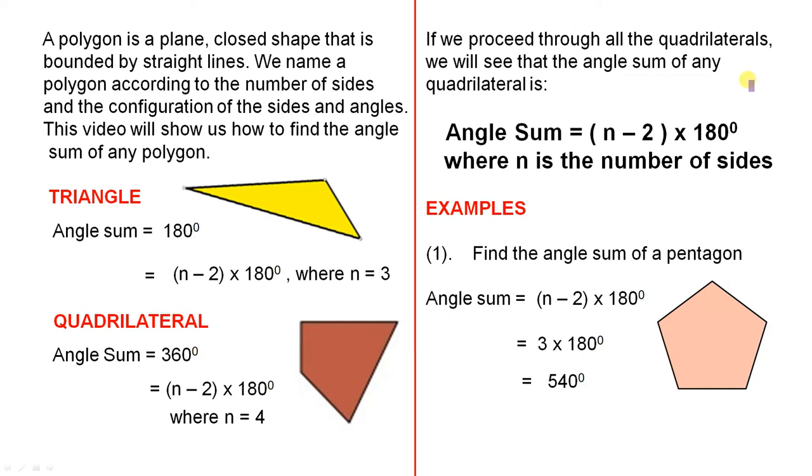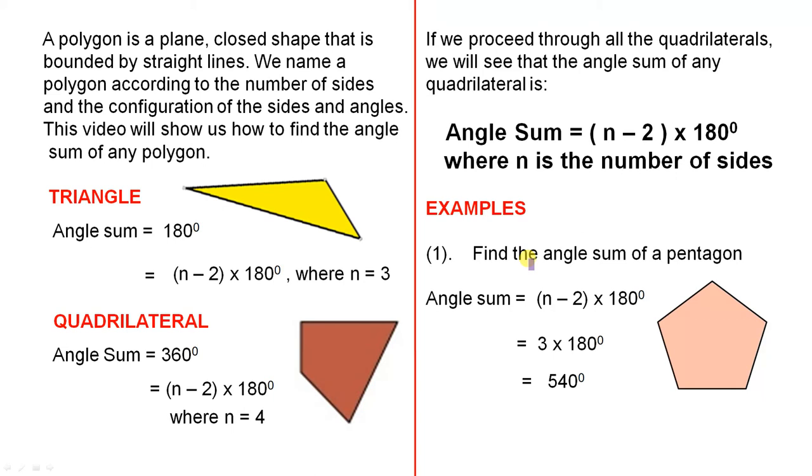If we proceed through all the polygons, we will see that the angle sum equals n minus 2 times 180, where n is the number of sides. So if you're given any polygon, that is a plane shape with straight sides, count the number of sides and work out n minus 2, that is the number of sides minus 2, multiply that by 180, and that will give you the sum of all the angles inside the polygon.